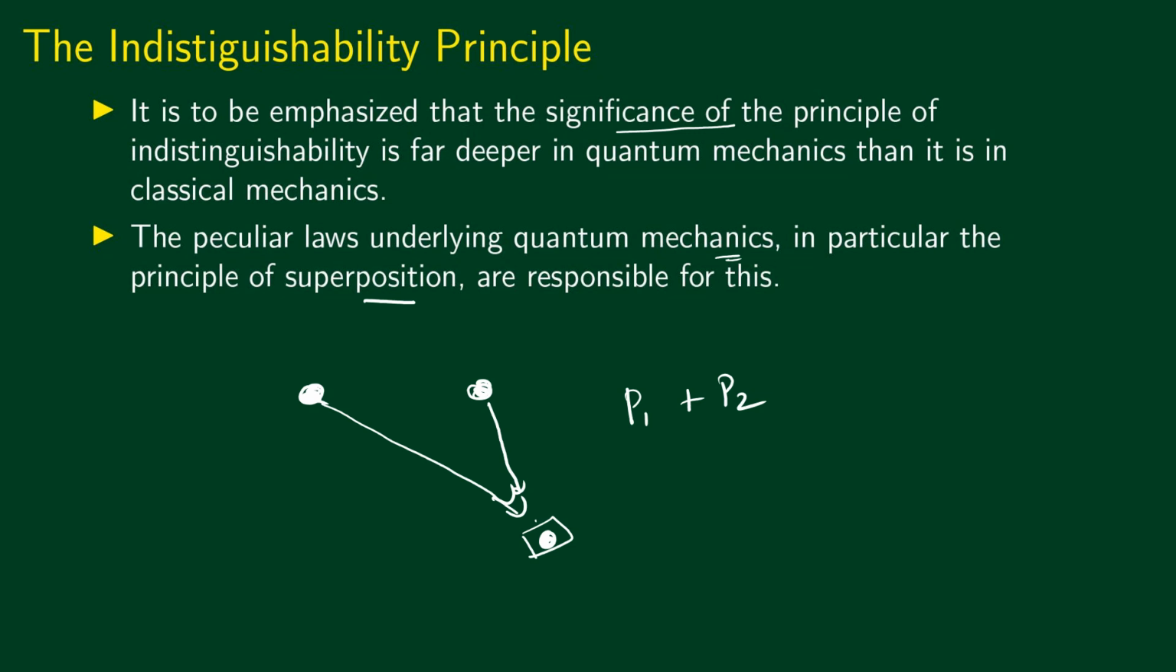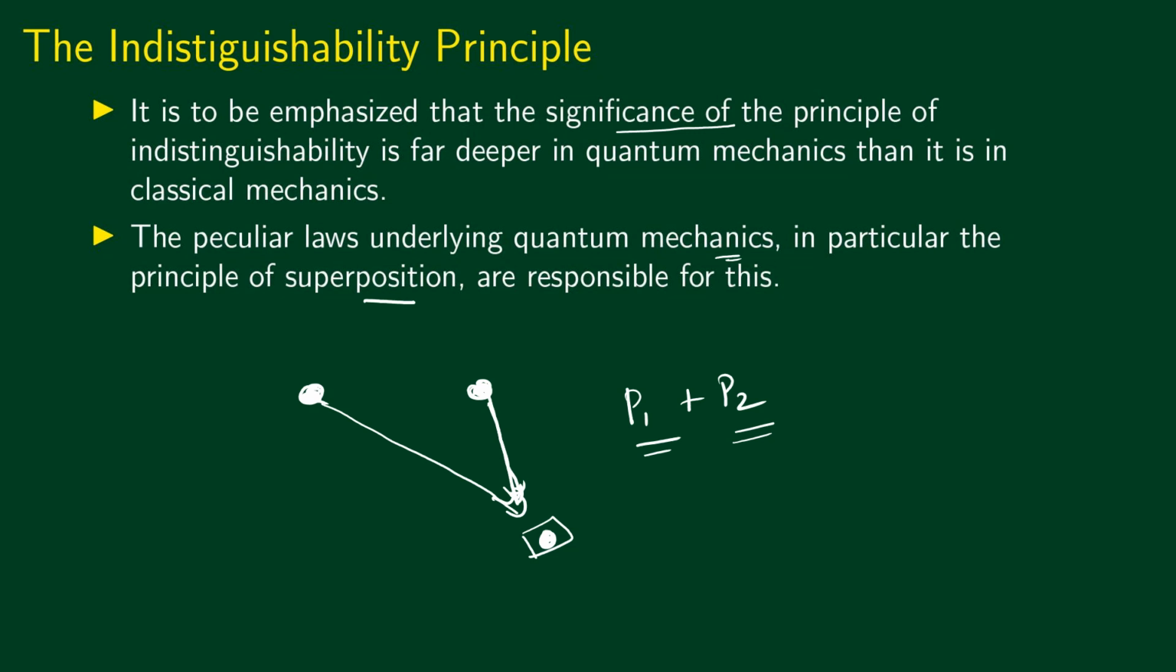Okay, and if P2 is the probability that the target billiard ball, the second billiard ball, reaches this detector, then since we cannot distinguish them, we can only talk about the probability that one of the billiard balls reaches this point. We just have to add the probabilities for both possibilities.